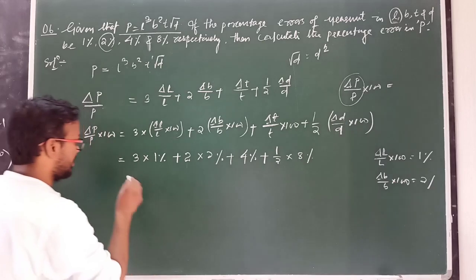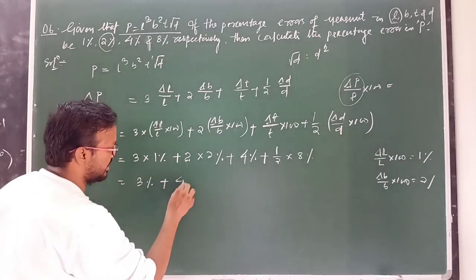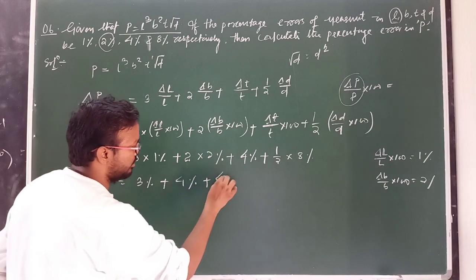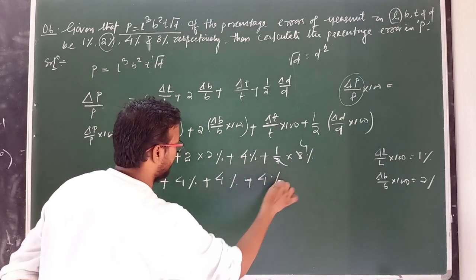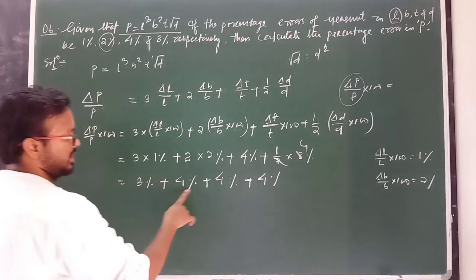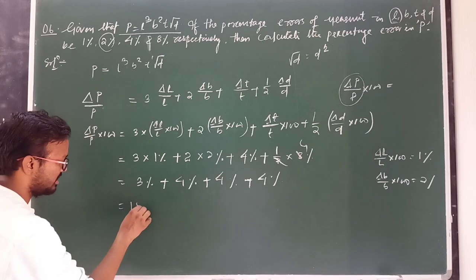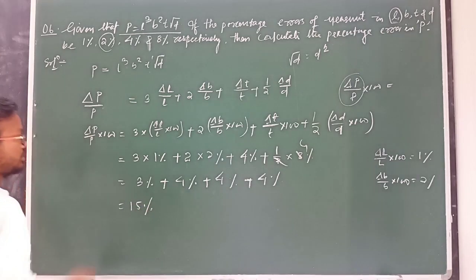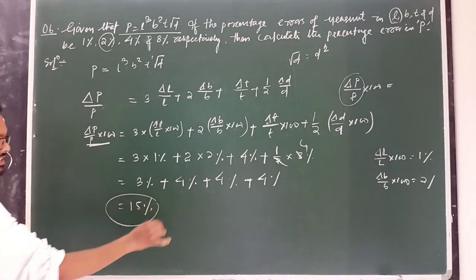Now solve this relation. Here we get 3% plus 2 into 2% plus 4% plus 2 into 4%. Clear? So 4% and 4% is 8, plus 3 plus 4, which is 15%. So the percentage error in P is equal to 15%. This is the answer.